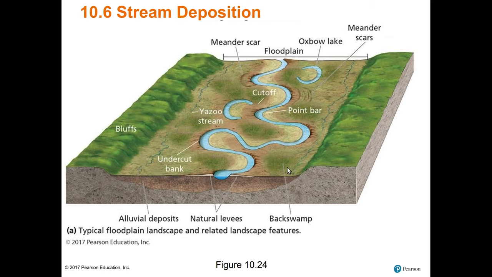Also back swamps. When the river floods, the levees are often some of the highest parts in the floodplain. And so you'll have low-lying areas with poor drainage because the water can't go up and over the levee to go back into the river. Oxbow lakes and meander scars, all of those are very common floodplain features.